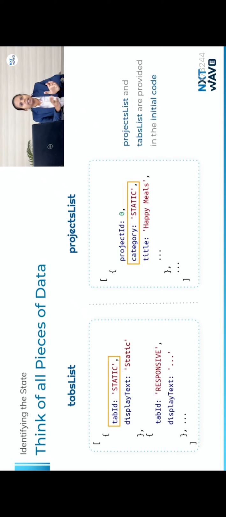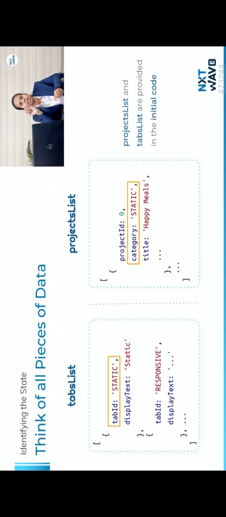Now there is a projects list also, which has the list of projects, all the details regarding the projects. Each object corresponds to a particular project's details. So there is title, description and various details. Apart from that, an additional detail is the category. What category does this project belong to? That information is stored in the category key.